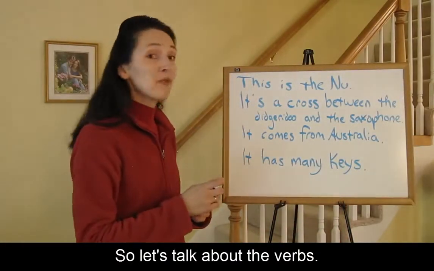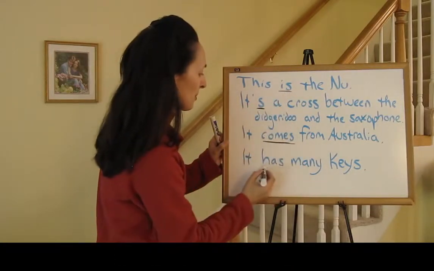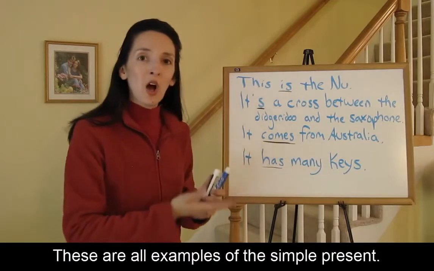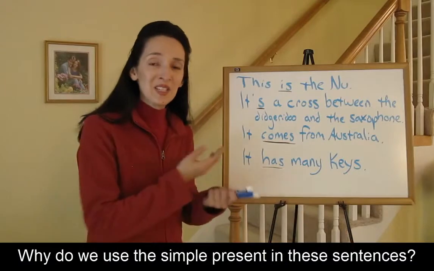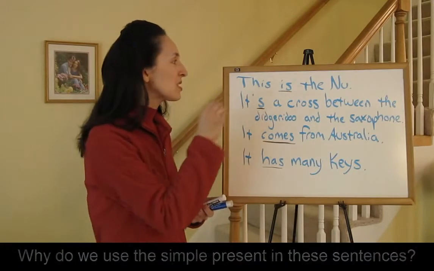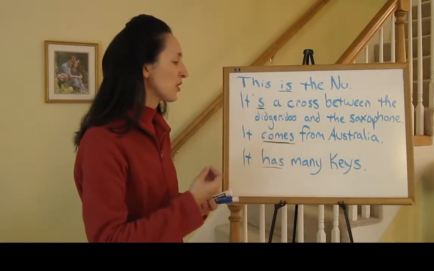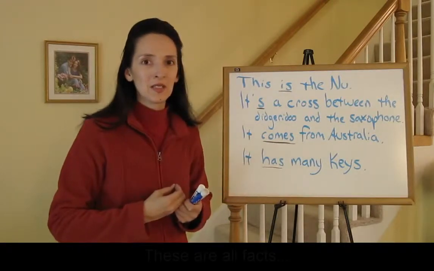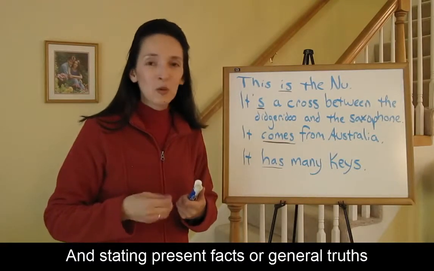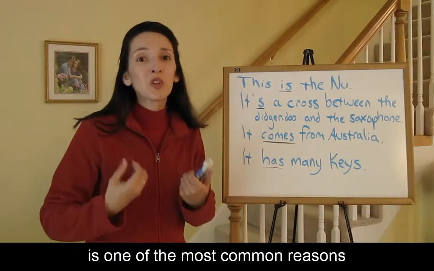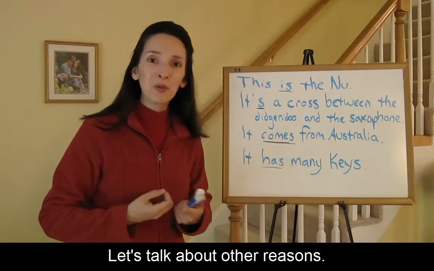So let's talk about the verbs. Is, comes, has. These are all examples of the simple present. Why do we use the simple present in these sentences? This is the new. It's a cross between the didgeridoo and the saxophone. It comes from Australia. It has many keys. These are all facts. And stating present facts or general truths is one of the most common reasons for using the simple present. Let's talk about other reasons.